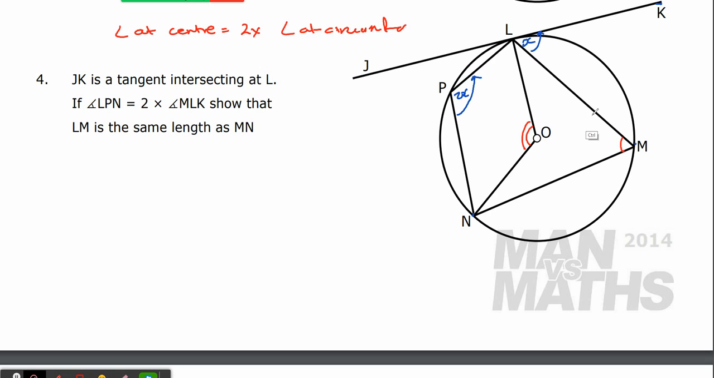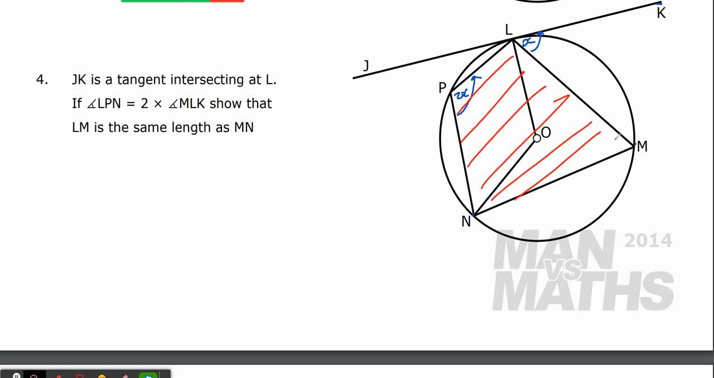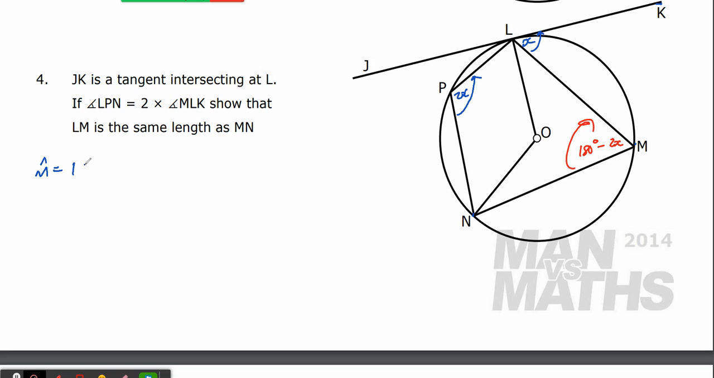Another thing I can also see is that there's a cyclic chord here. The cyclic chord, and therefore if this is 2x and this is m, those two angles must add up to 180. So angle m is 180 degrees minus 2x. So let's start from that. We're going to start from just getting as many angles as we can see. So let's start. Angle m is equal to 180 degrees minus 2x. And it'll be opposite angles of a cyclic chord.